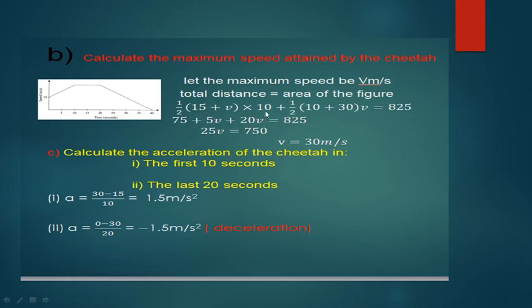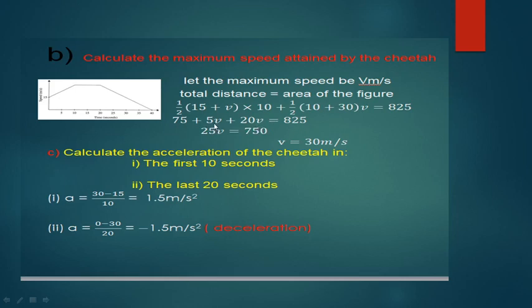So we shall have this one as 75 plus V, because this times this is 5. 5 times this becomes 75 plus 5V, because we have here 5, you open the bracket with a 5. We have 75 plus 5V plus this one. We can have this is 40, which is 20 times V, it is 20V, gives you 825.